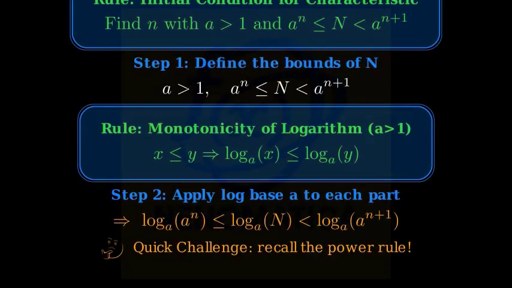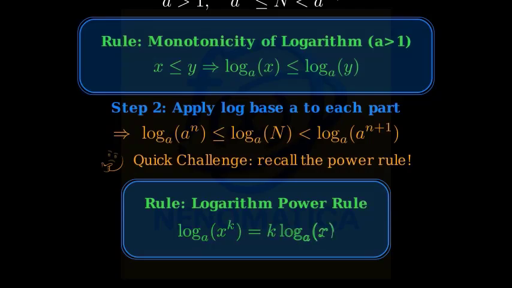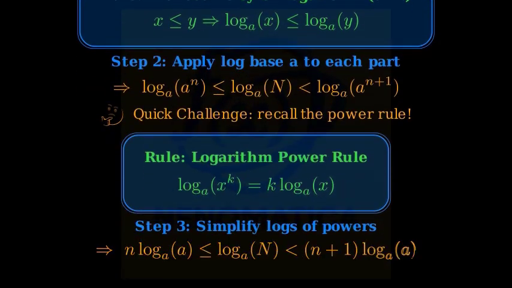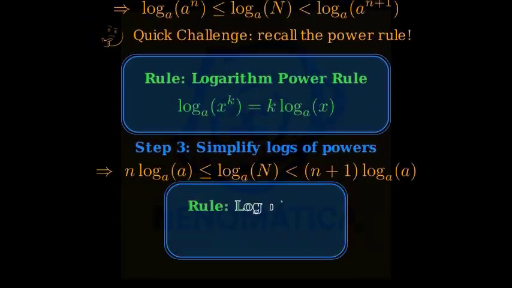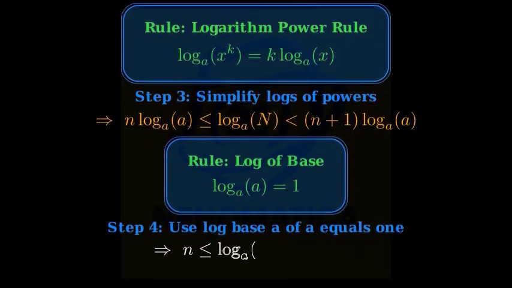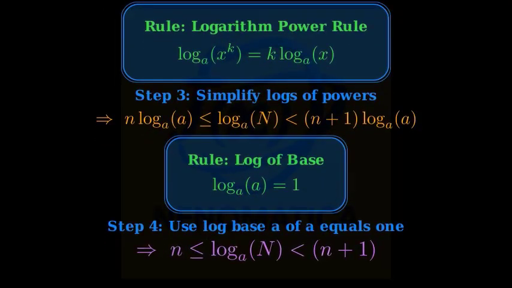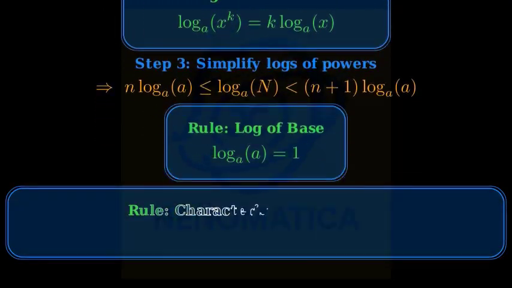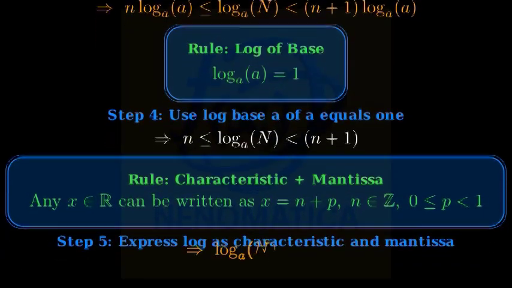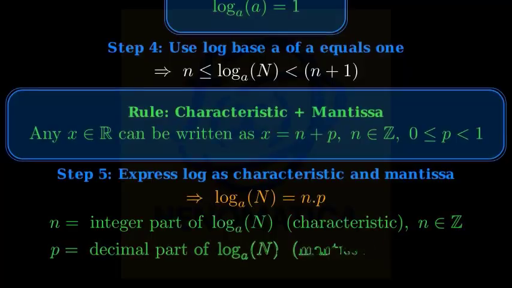Step 3. Use the power rule for logarithms to bring down the exponents n and n plus 1. Step 4. Because the log of the base equals 1, we can simplify by replacing log base a of a with 1. Step 5. Split the logarithm into its integer and decimal parts. The integer part, n, is the characteristic, and the decimal part p with 0 less than or equal to p less than 1 is the mantissa. The image writes this compactly as n.p.